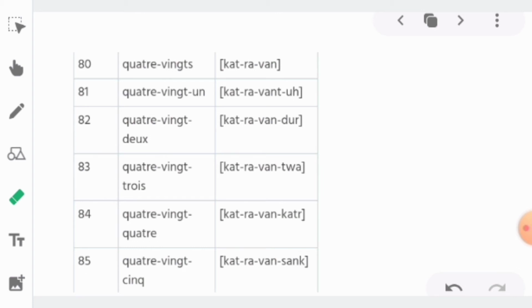and it will end with S only in 80. So in 80 there will be an S, only in 80. With 81, 82 and so on up to 89, the S will not be added; only in 80 you will write it with S. Okay, so how will we write 80?